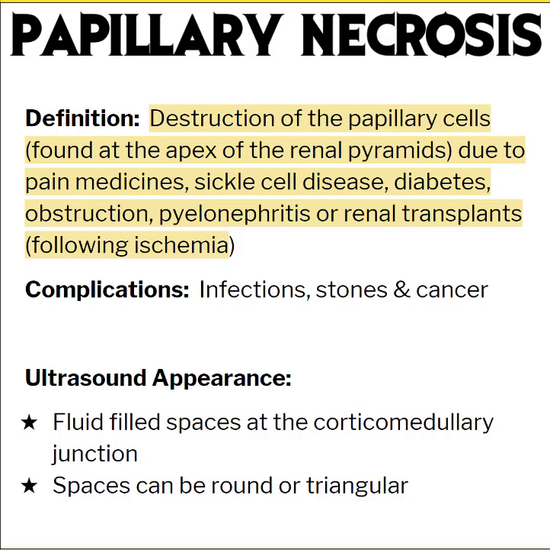And so this area is very sensitive to not getting enough oxygen. And if it doesn't get enough oxygen, it starts to die, and it starts to kind of slough off and cause problems for the patient. It's no longer doing its job. So the papillary cells at the apex of the renal pyramids start to die, and this can be due to quite a few things.